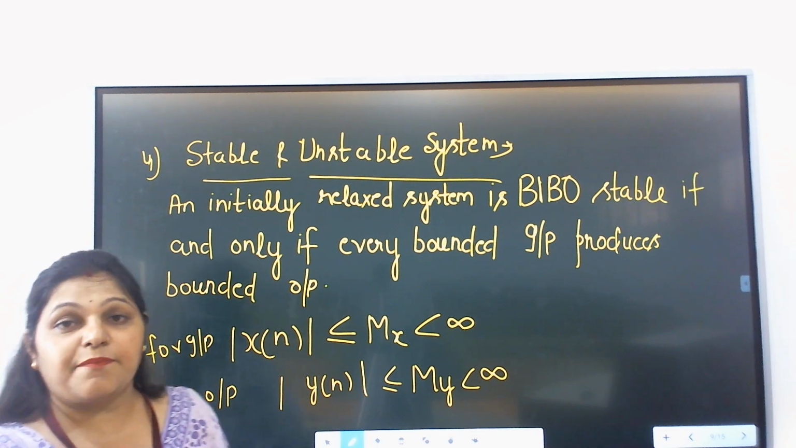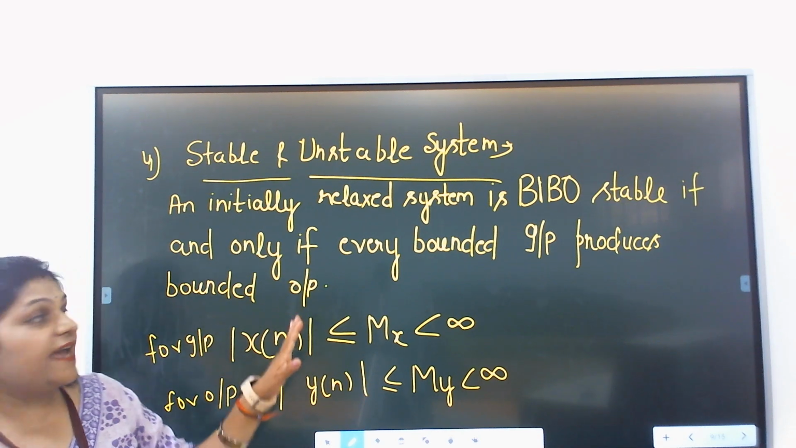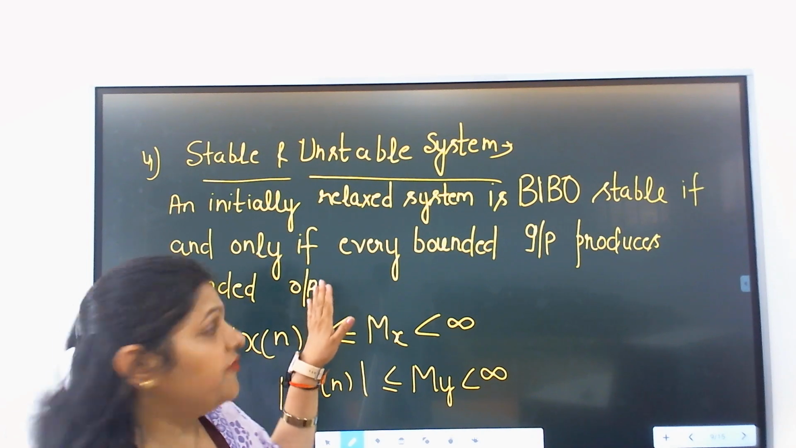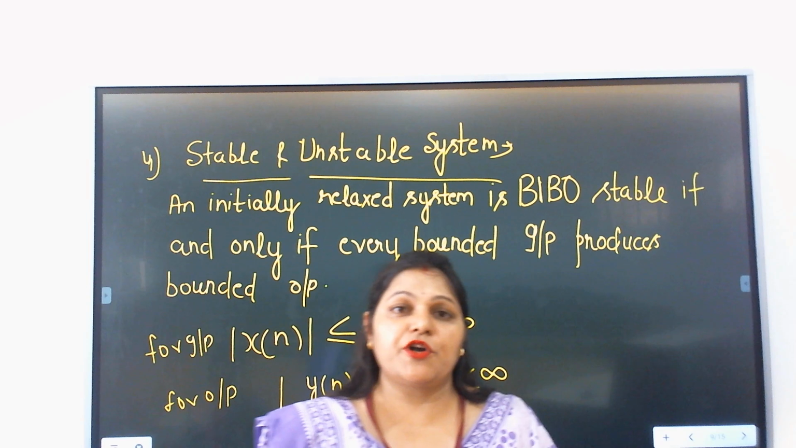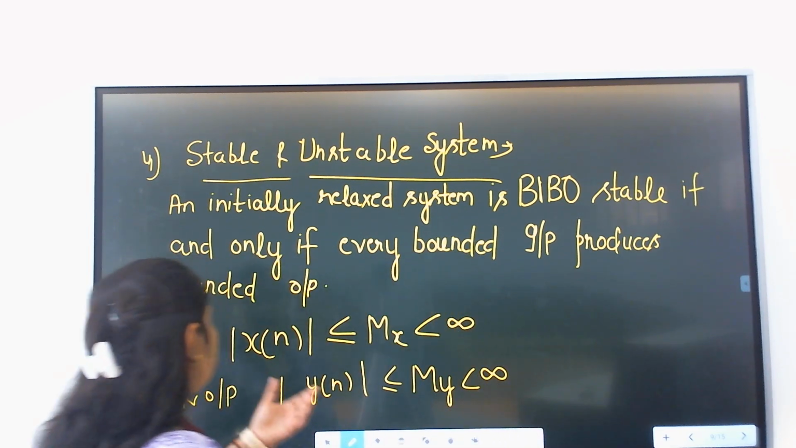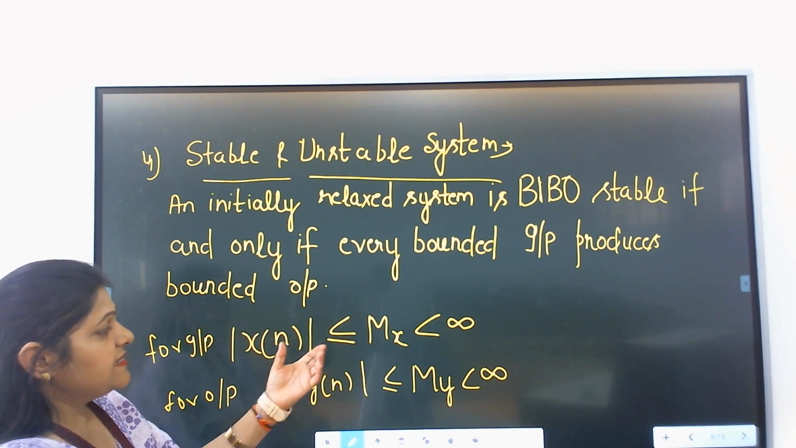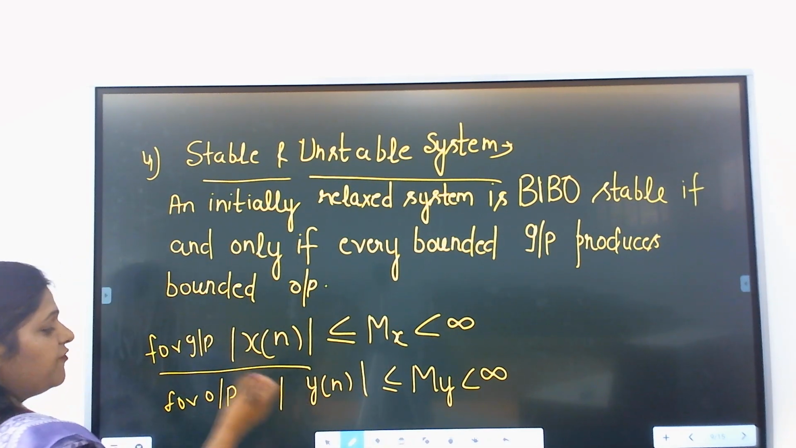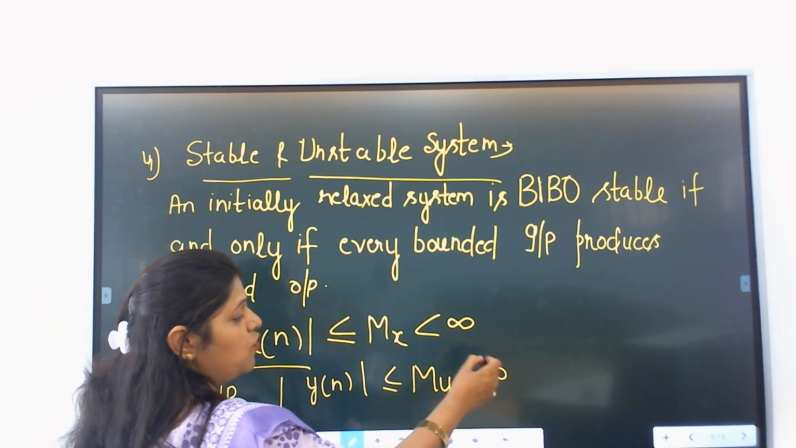Next is stable and unstable system. An initially relaxed system is BIBO stable if and only if every bounded input produces a bounded output. When a bounded input produces a bounded output, then the system is called a stable system. The condition of boundedness or stability: mod x(n) is less than or equal to Mx, which is less than infinity. This is for input, and for output it is also mod y(n) is less than or equal to My, which is less than infinity.